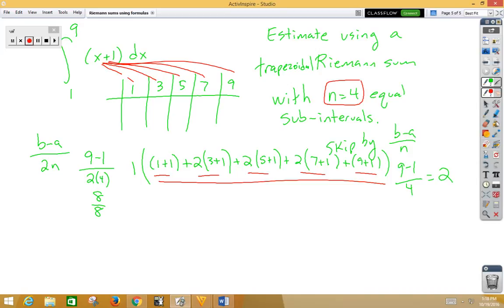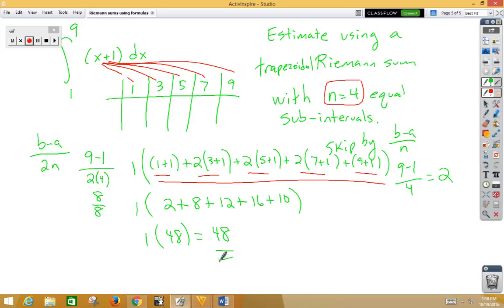So now if we do our calculations here, we've got 1 times 2 plus, this would be 4 times 2 is 8, plus, this would be 6 times 2 is 12, plus 8 times 2 would be 16, plus, and then we have a 10 on the end. So that's 1 times, let's see, we have 10, 20, 30, 48. So 1 times 48 is 48, and that would be our trapezoidal approximation.